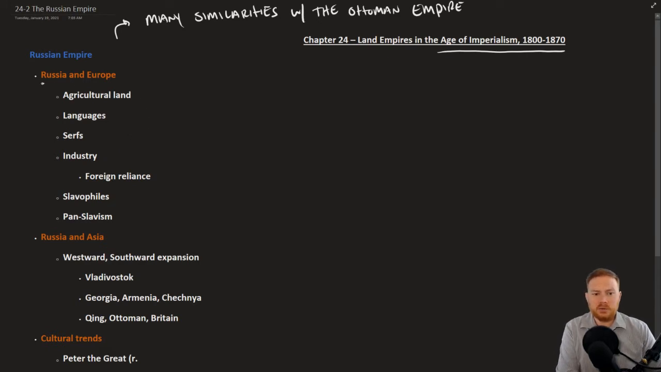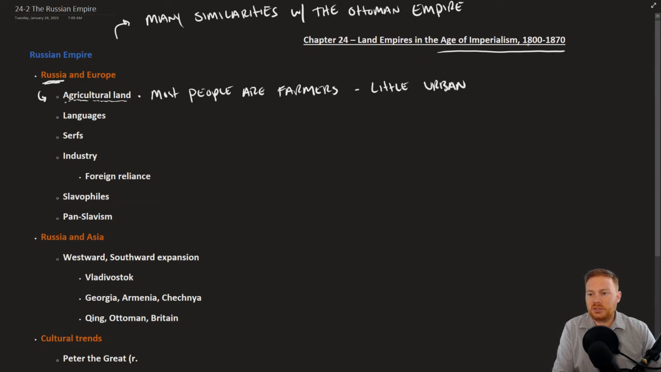So when talking about Russia, one thing to keep in mind is that Russia is largely an agricultural nation. Most people are farmers, even more so than the Ottoman Empire, especially more so than Europe. So we might say little urban population. There's not a lot of people in Russia between 1800 and 1870 who are living in the cities. And of course, cities are major areas where commerce takes place. So a lot more farmers, a lot less traders.